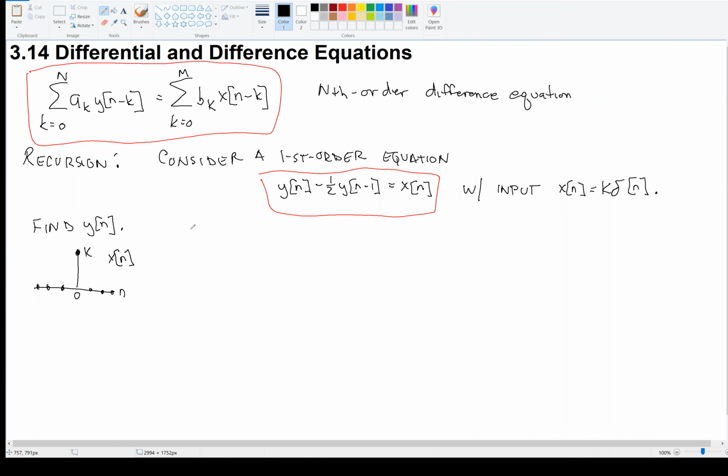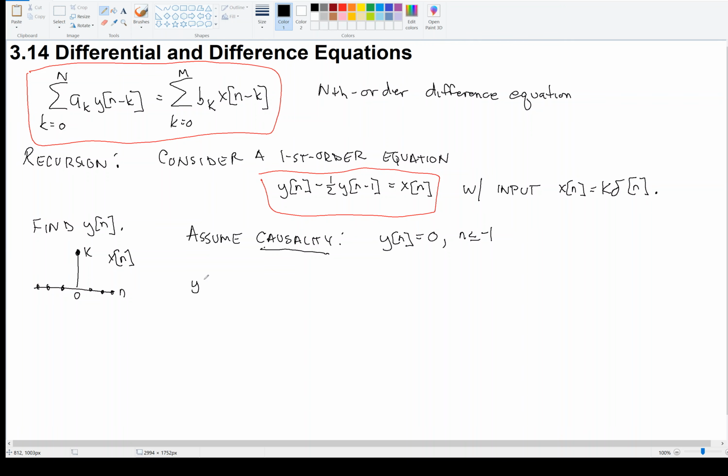So if we're going to assume causality, then y of n must be 0 for all n less than or equal to minus 1. The output cannot become non-zero before the input does. So the input becomes non-zero at 0, so all of these samples must be 0 at the output for it to be causal. So that's our initial condition.